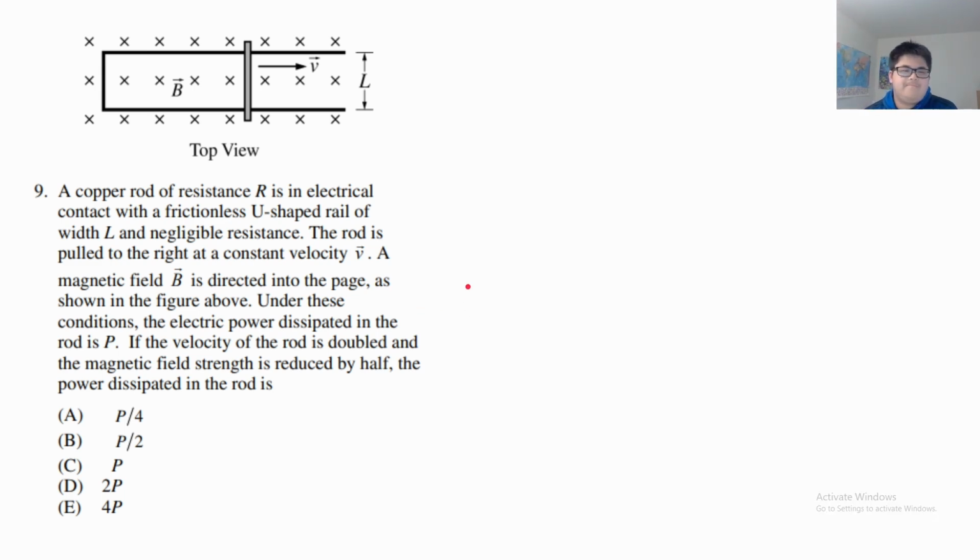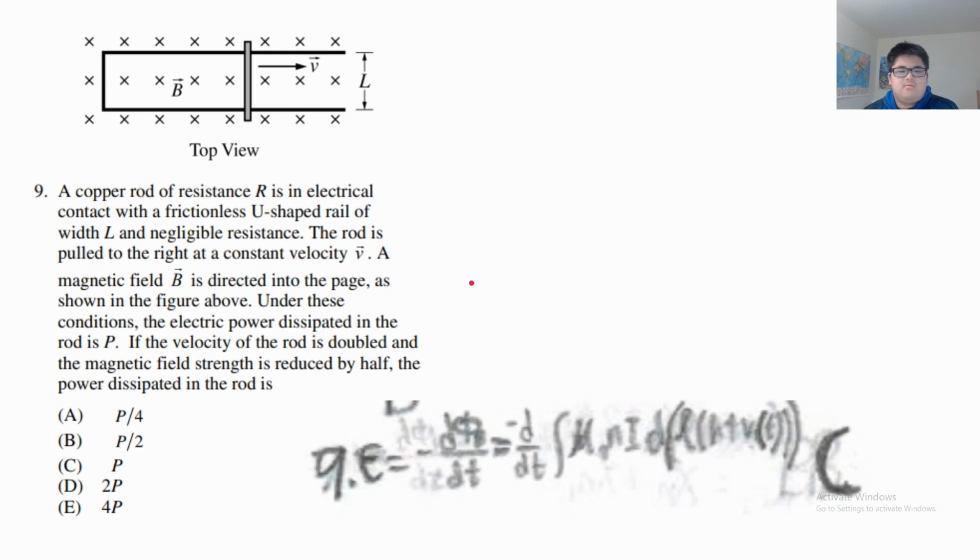Alright, so now it's just asking you if the velocity is doubled and the magnetic field strength is reduced by half, then the power dissipated would be what? Well, basically what's going on is that there's a magnetic field that is inducing an EMF. There's induced EMF here.